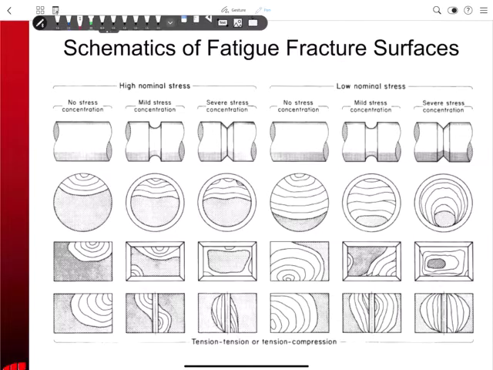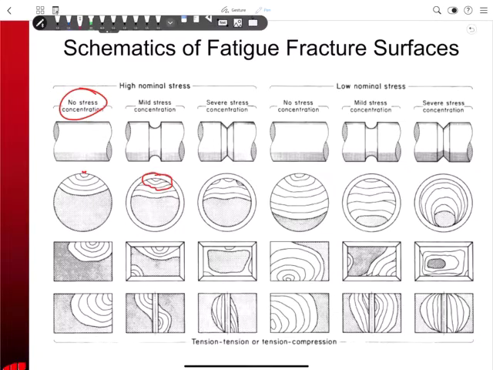I think this is a very, very compelling slide. I'm not going to quiz you on it, but I think it's important to know as an engineer. Here's an example where just some tiny little crack started at the surface and worked its way across until there was a failure. Here is a mild stress concentration, so there's a little wiggle in that area there.